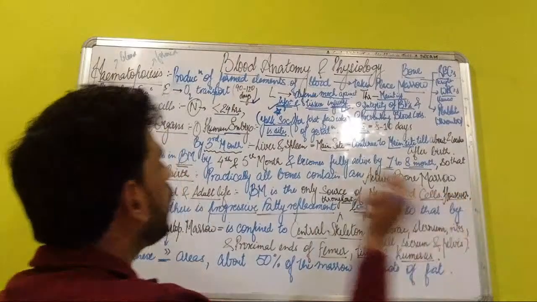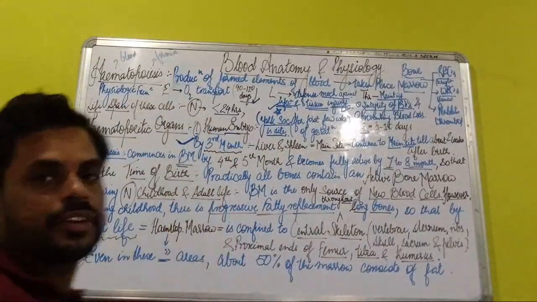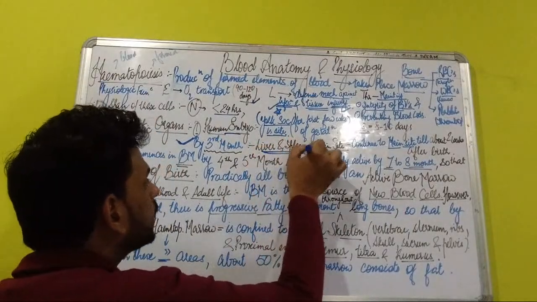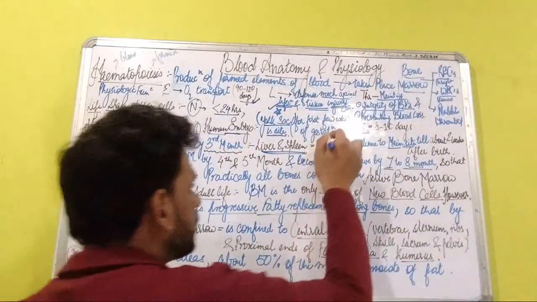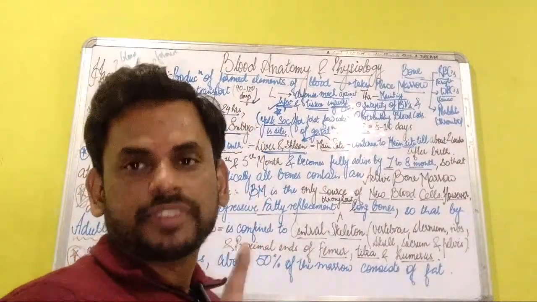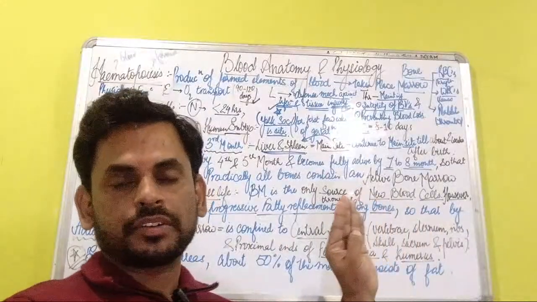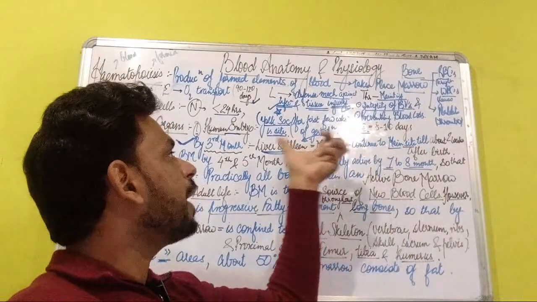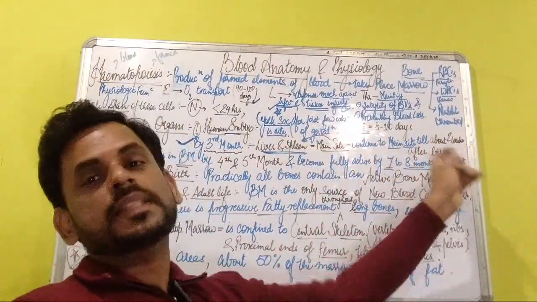Now later on, by the third month of intrauterine life, the responsibility of erythropoiesis is taken up by the liver and spleen, which become the main site of erythropoiesis, and they continue to form these blood cells. The hematopoiesis is continued by the liver and spleen till about 2 weeks after birth.